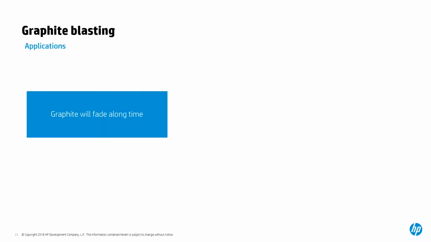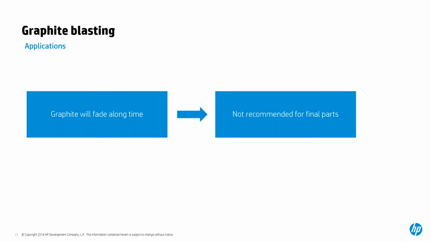Here, it's important to clarify that it's not recommended for parts that are going to be handled on a regular basis by the customer, because it's not wear resistant and it will fade over time. The graphite particles are placed in the porosity on top of the surface, but there is no further attachment to the final part. So that's why, in the end, this graphite wears out and fades away.